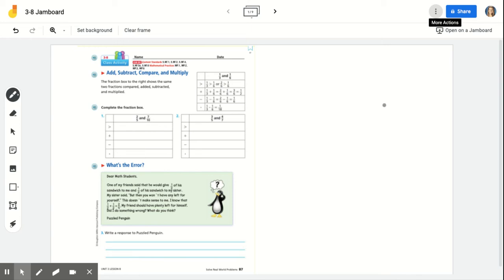This is Math Lesson 3-8. And for this lesson, you need your activity book open to page 87. You also need your whiteboard and whiteboard materials and a pencil. And once you make your way over to page 87, I want you to take a look at the heading with me. The heading on this page says add, subtract, compare, and multiplying.